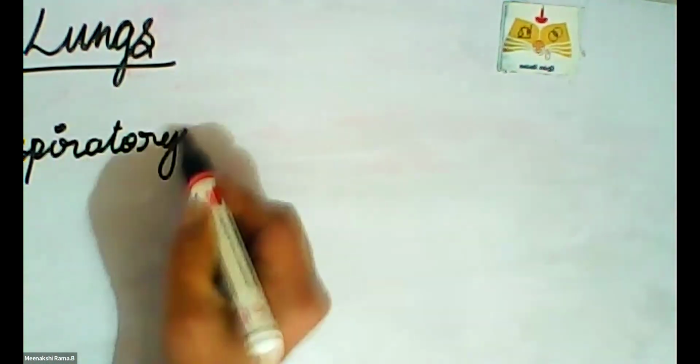Today, in 8th standard science, we are going to learn about the lungs and their function. The lungs are an important organ in our body. Lungs are the primary respiratory organs. Different kinds of systems function in our body, and one of the important systems is the respiratory system.